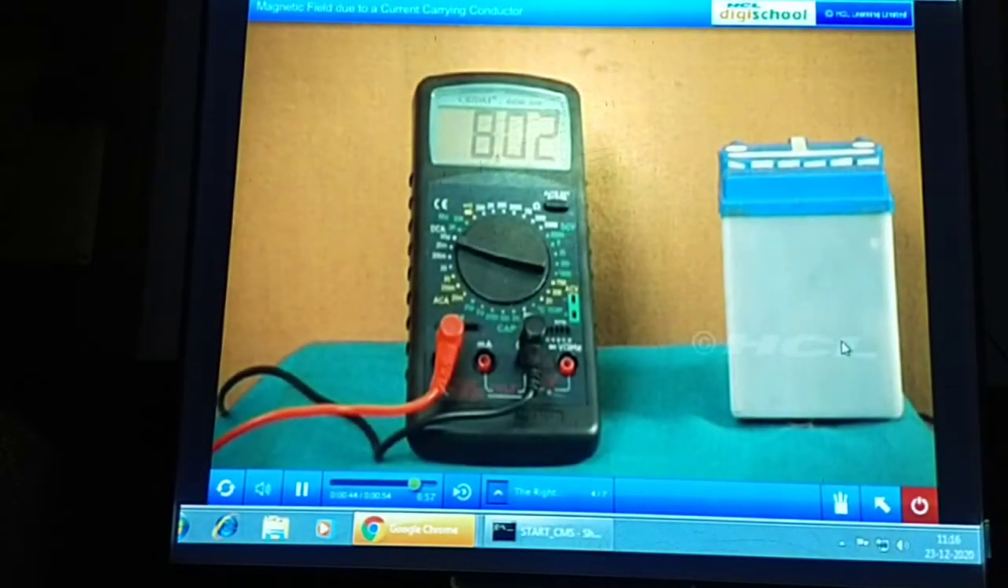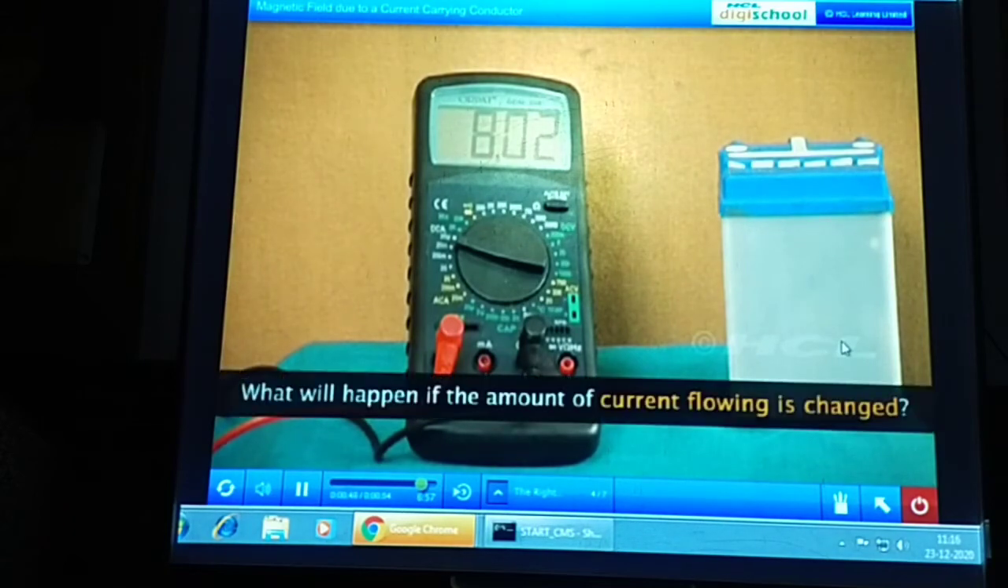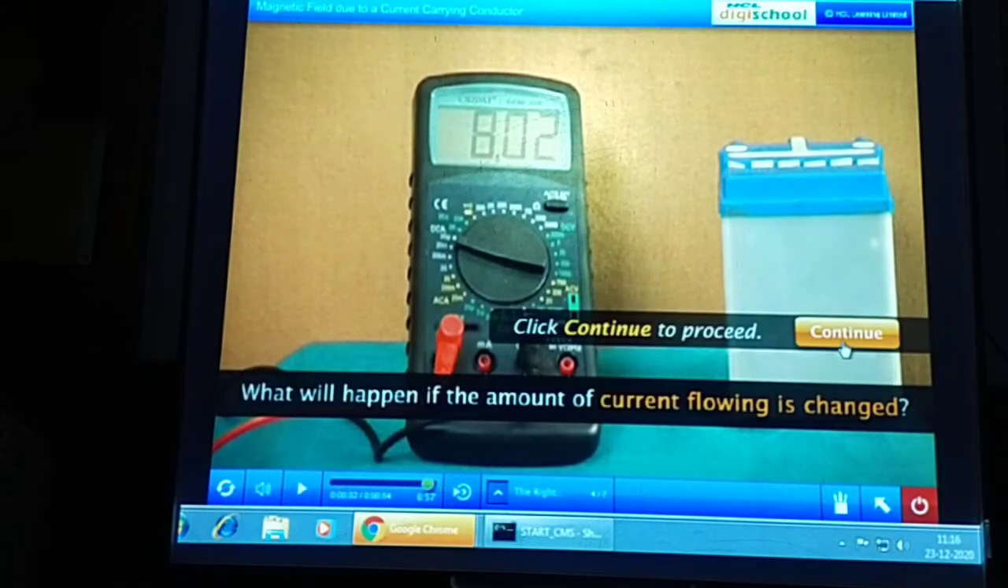So far, we had kept the amount of current flowing constant. What will happen if the amount of current flowing is changed? करंट चेंज होगा तो क्या होगा बताओ? मैग्नेटिक फील्ड लाइन भी तो चेंज करेंगे उसके अकॉर्डिंग.